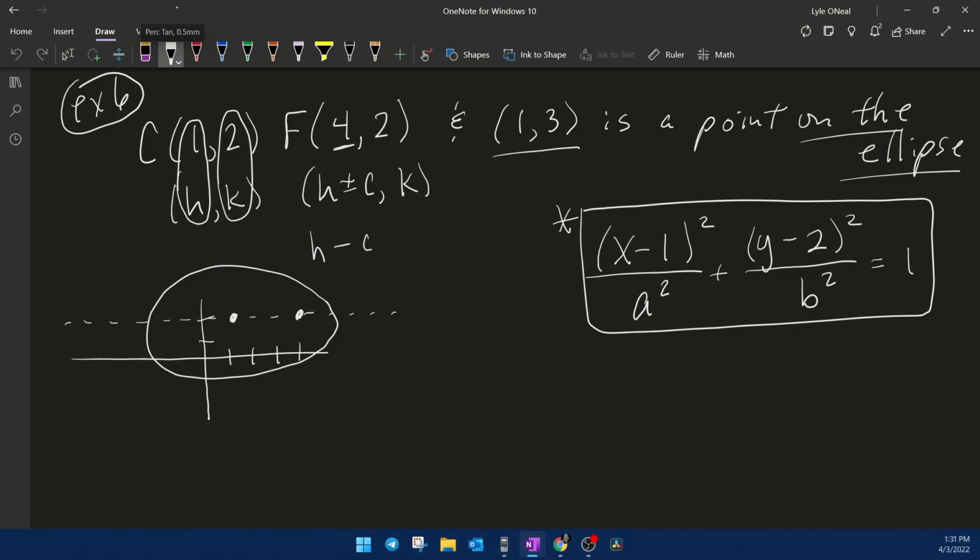Notice what that indicates is that since the focus that they gave me is to the right of the center, then that would indicate that it is the larger of the two x-coordinates, which indicates that that is going to be the h plus c coordinate. And now we can set up the equation h plus c equals 4 and solve for c. We know that h is 1, so 1 plus c has to be 4. And I think everybody would agree that 1 plus 3 is 4, and so c has to be 3.